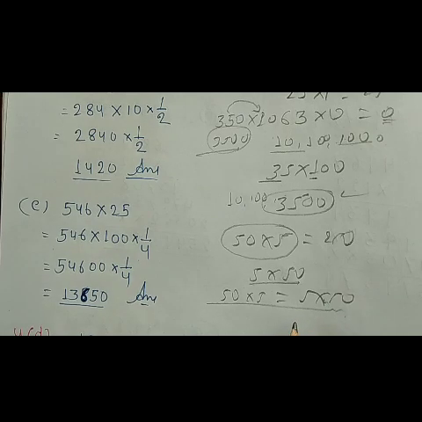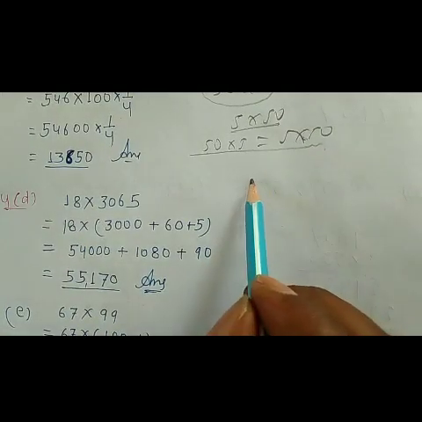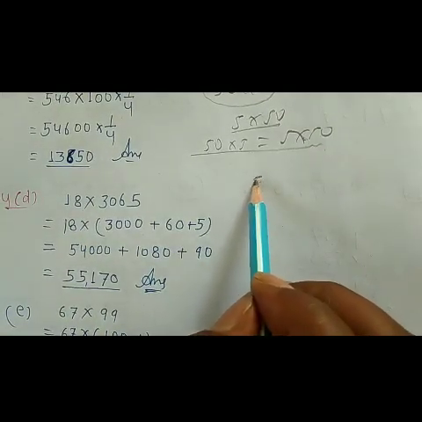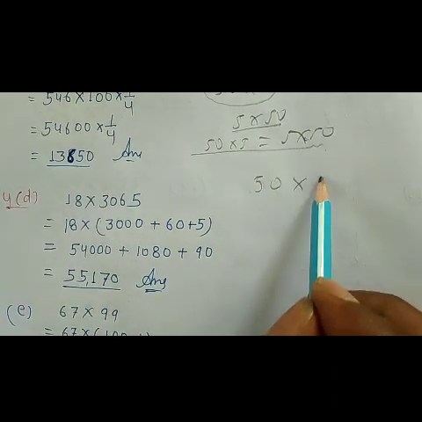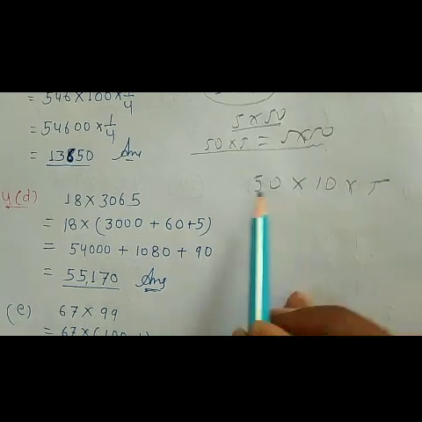Now what is the associative property? The associative property is, if we have to multiply any number, suppose this is 50 is multiplied with 10 and 5, so we can write this.